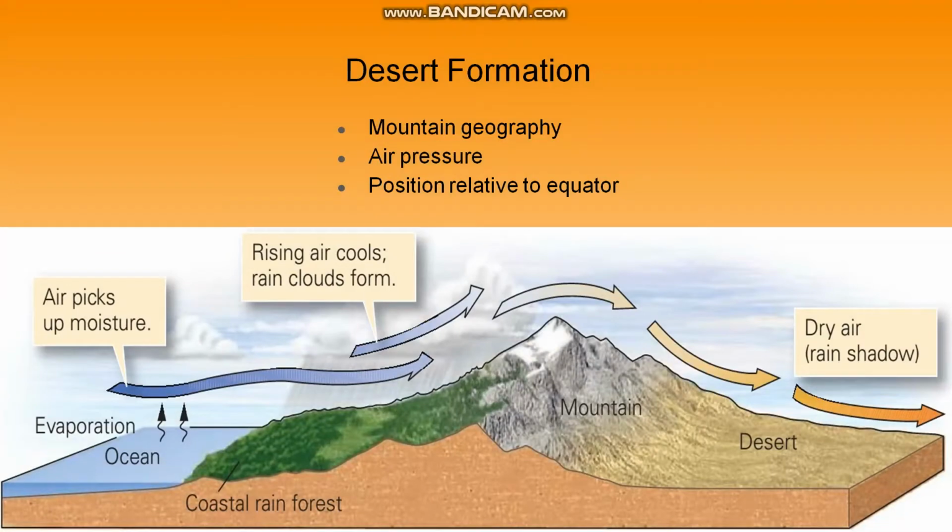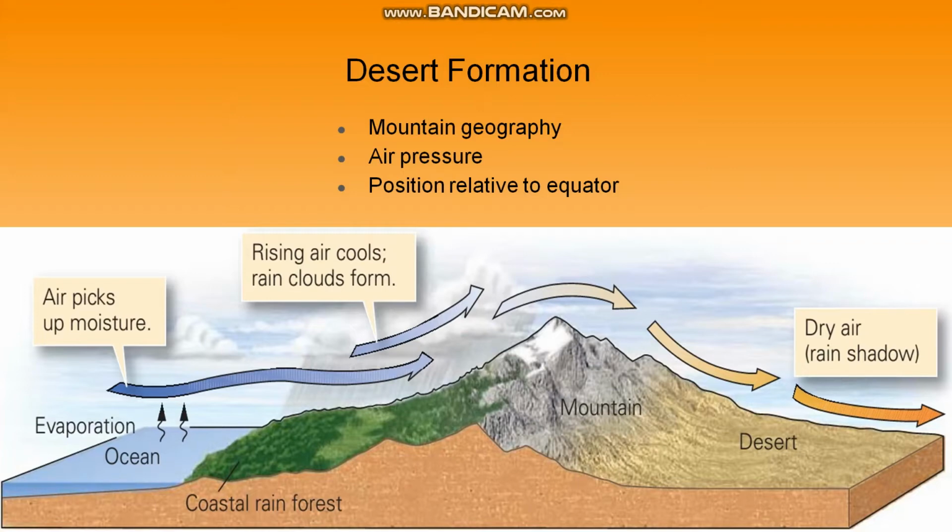Formation of deserts can be attributed to three main causes: mountain range geography, air pressure, and position relative to the equator. Mountains act as a barrier against humid air currents coming from oceans. Moisture-carrying clouds are stopped by the raised terrain, which decreases the amount of rainfall on the land behind them.